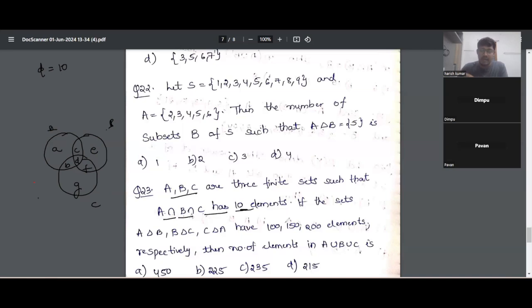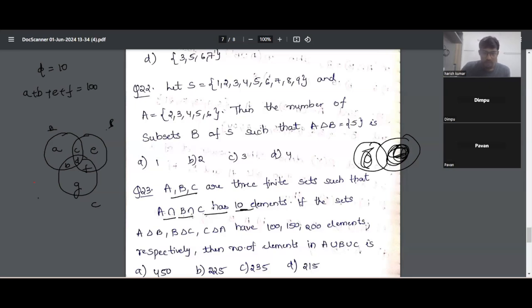Now A delta B has 100 elements. What is A delta B? A delta B means this part plus this part, that is A union B minus A intersection B. This part is nothing but A plus B. Plus what about this part? This part is E plus F. So A plus B plus E plus F is 100. Understood? Yes, sir.